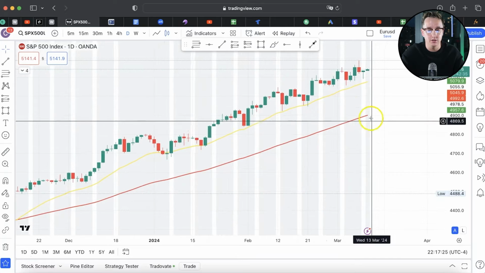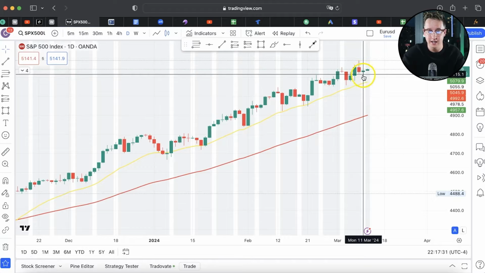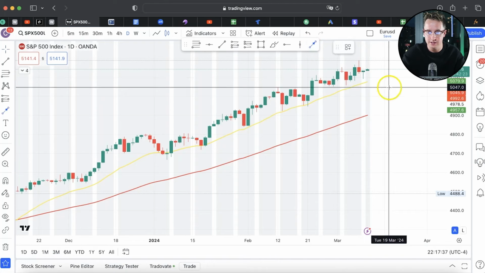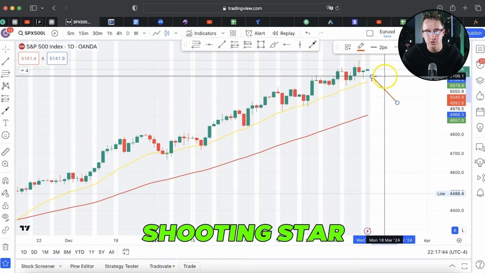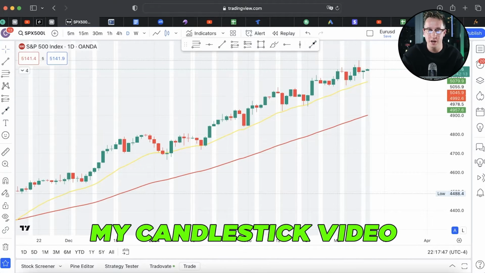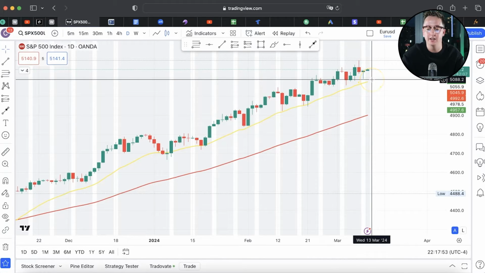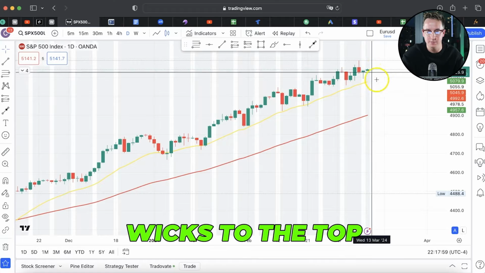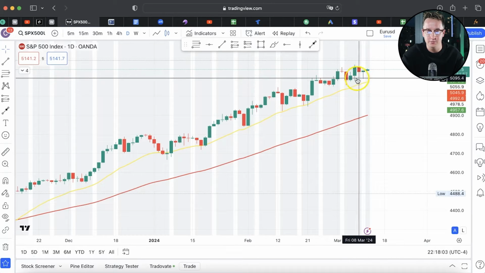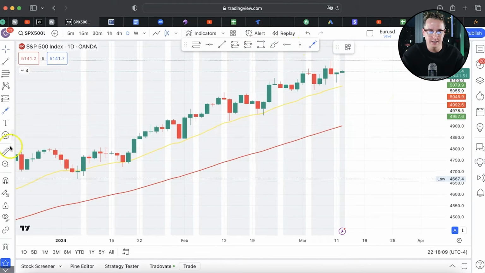And actually, we're going to see probably a nice push up tomorrow, because yesterday's previous daily candle, you guys can see, look at that candle right here, closed as a spinning top, more so a shooting star. If you guys watched my candlestick video that I posted recently, we have this, I'd call it a shooting star candle right here. And usually a term that I go by is wicks to the bottom, it's going to go up, wicks to the top, it's going to drop. So when we see wicks to the bottom like this pointing down, usually the market's going to reverse and go the other way.